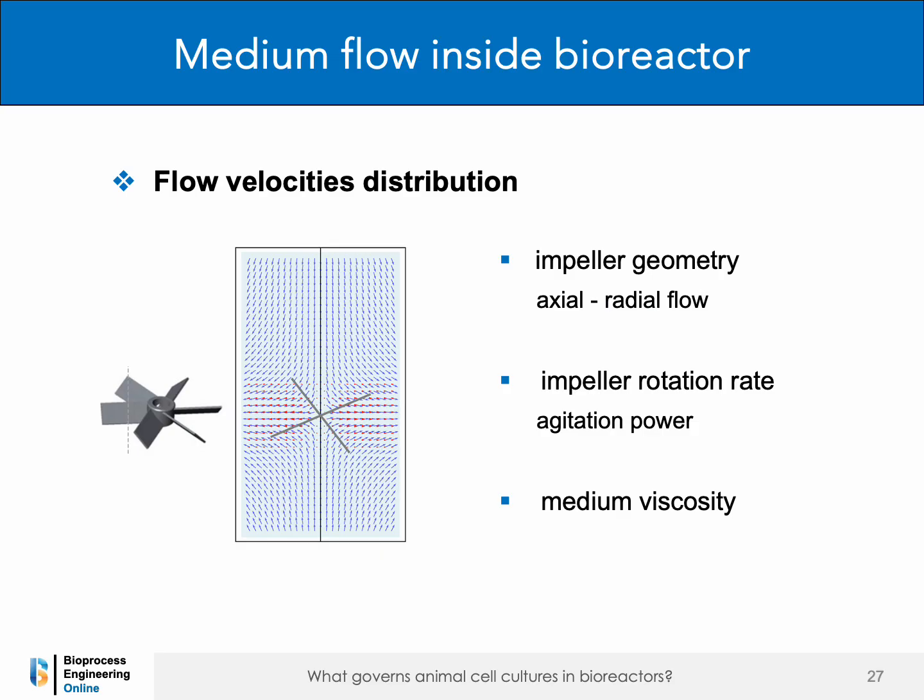The third fundamental phenomenon influencing cell culture dynamics is the flow of the medium within the bioreactor. The flow field is defined by the distribution of fluid velocities inside the vessel. It depends on impeller geometry, shaping whether circulation is predominantly radial or axial; agitation intensity, or power input, set by the stirring rate, which governs overall mixing strength; and medium rheology, particularly viscosity, which can change during culture as cell density and metabolite concentrations increase.